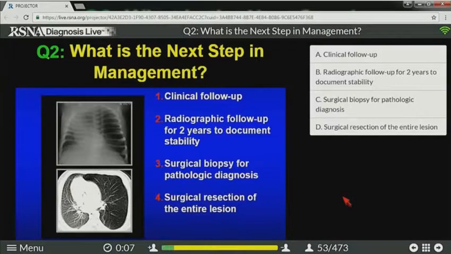So you have 10 seconds. You have 5 seconds left.